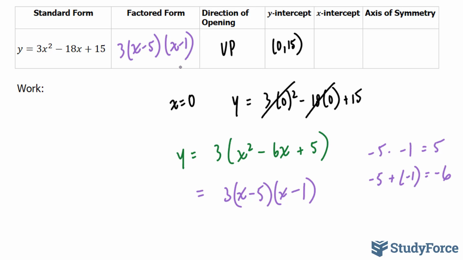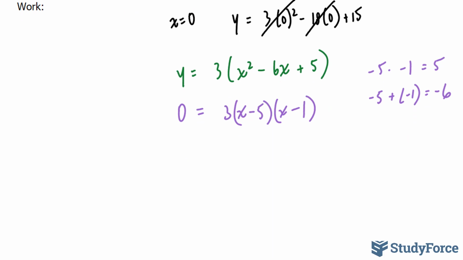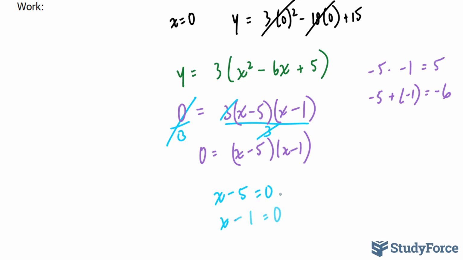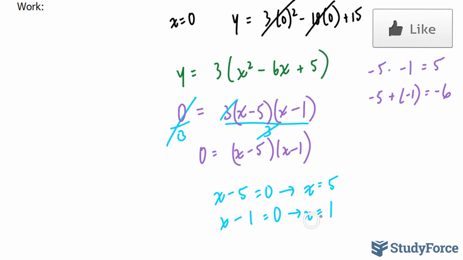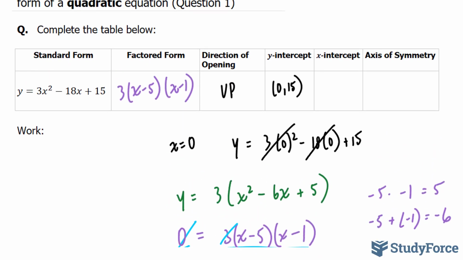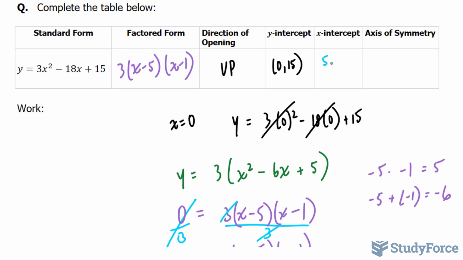Now we need to find the x-intercepts. There are 2 ways to find them. You can use the quadratic formula, which is a lot of work, or we can set this equation equal to 0. If we set this equation equal to 0 and start off by dividing both sides by 3, we end up with 0 is equal to (x minus 5)(x minus 1). Notice that by dividing both sides by 3, it cancels out on the right side, and on the left side, it goes to 0. Now, we can set both of these brackets equal to 0, and this gives us x is equal to positive 5, and x is equal to 1. These 2 numbers represent the roots for this equation. So our x-intercepts occur at 5 and 0, and positive 1 and 0.